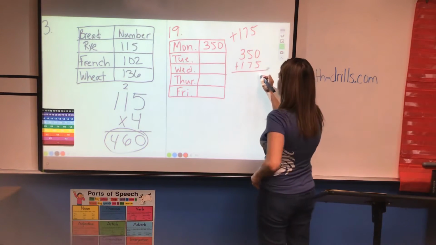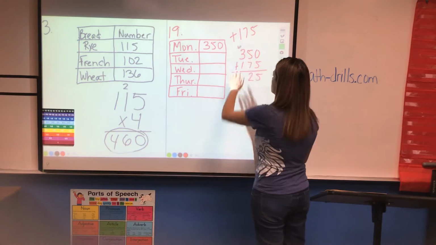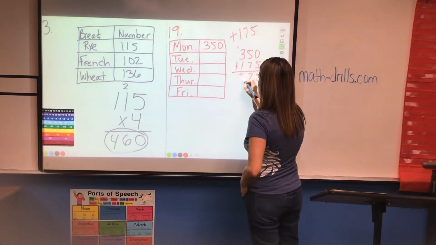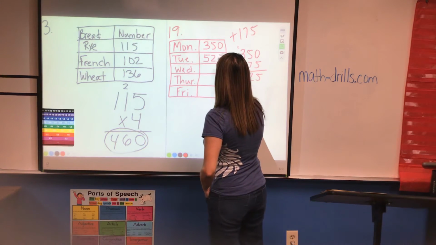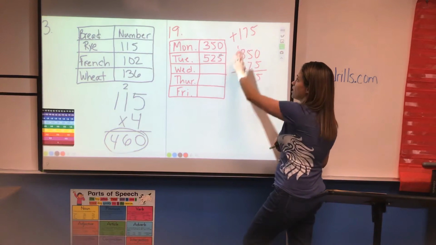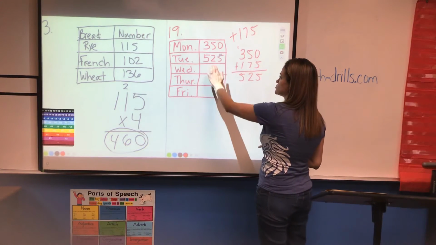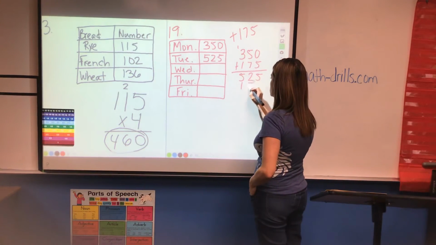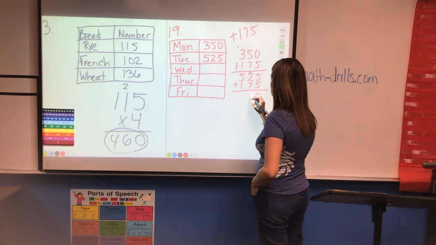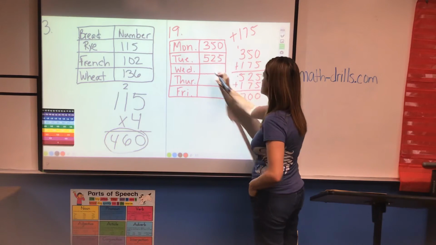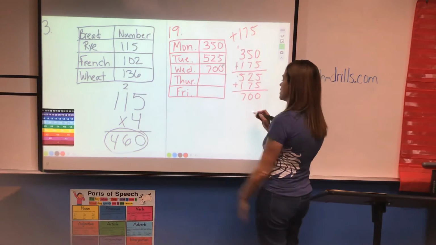So 5 plus 0 is 5. 7 plus 5 is 12. Carry my 1. 3, 4, 5. So for Tuesday, I have 525. So what you're going to continue to do is add 175 after each time you add to find the next day. So to find Wednesday, again, I have to add 175 into Tuesday's number. And if I add that, I'm going to get 700. And to find Thursday, I'm going to add 175 again.